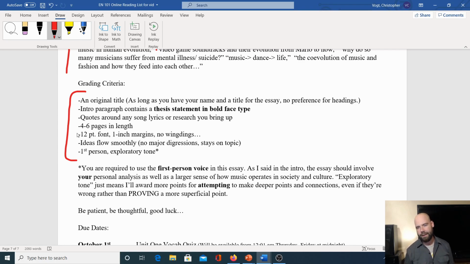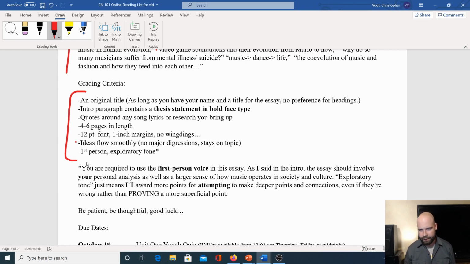This is just my way of describing organization. Your ideas flow smoothly. If you pull away from your main thesis, whatever that is, it's obvious that you're going to come back to it, so I don't feel a digression or tangent that pulls you completely away from where you started your paper. And I'm going to require for this essay first-person exploratory tone.